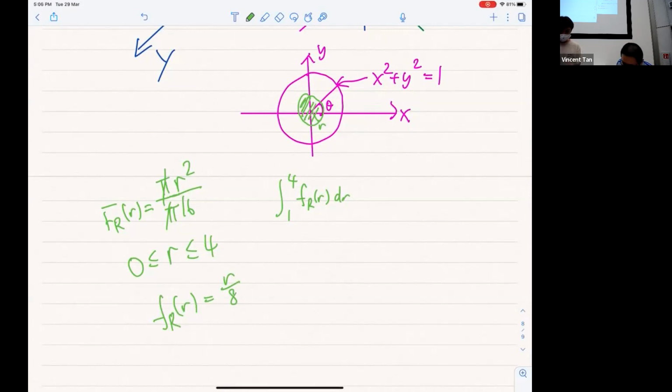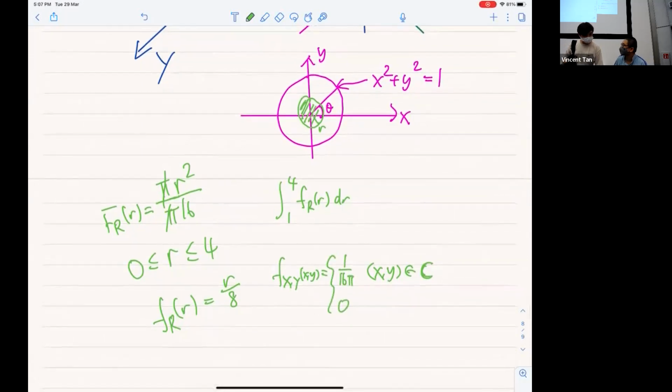1 over 16. No, but these are different things. This is the PDF of R. The 1 over 16 pi is the PDF of XY. But isn't R a function of X and Y? Yes. The original PDF is 1 over 16 pi, where XY belong to the circle of radius 4. This is f of XY, and it is 0 otherwise. This is a different object than R. That's an XY thing.